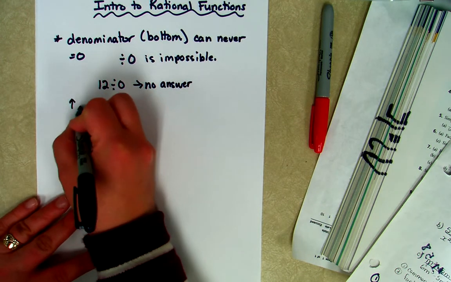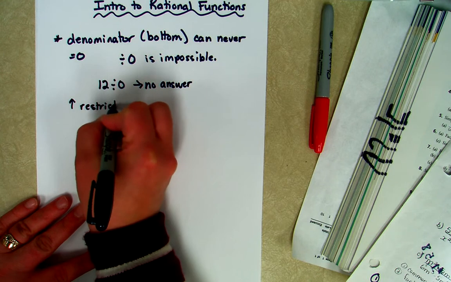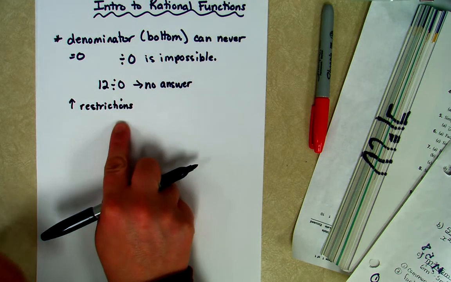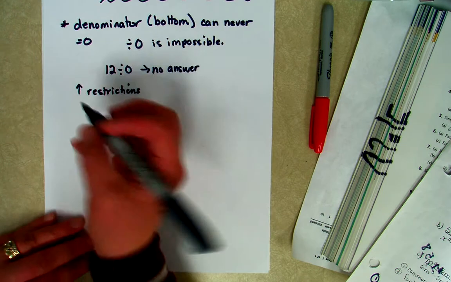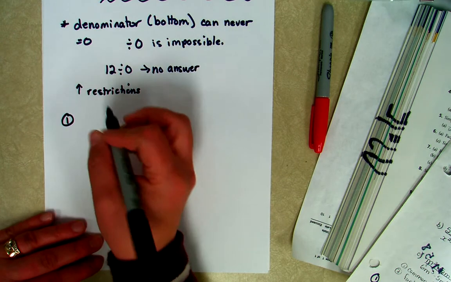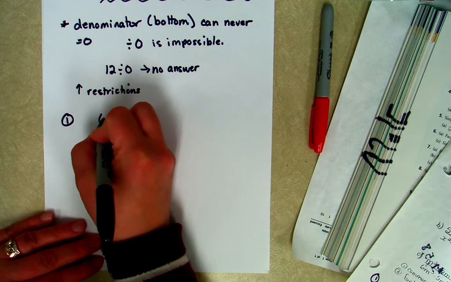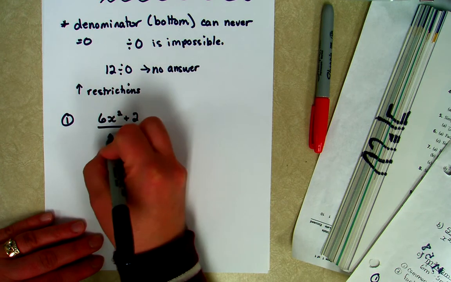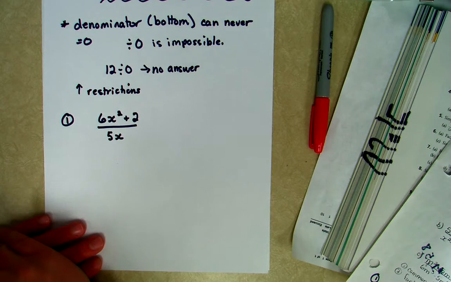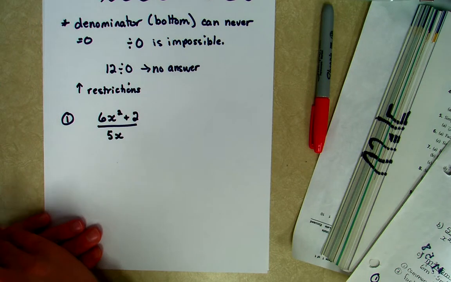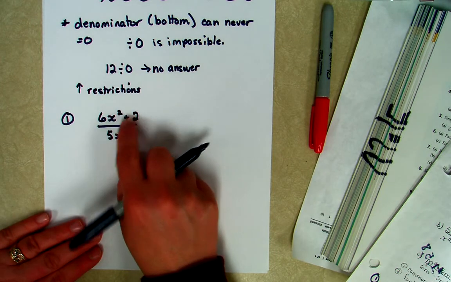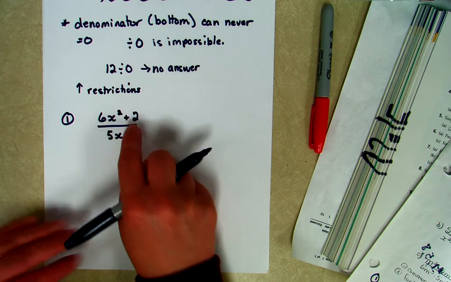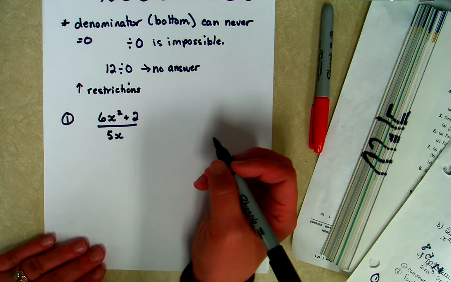So we are going to have restrictions based on the fact that the denominator or bottom can't be 0. And restriction just means what can the letter not be. So let's look at some examples that will hopefully help this. So if I have 6x squared plus 2 all over 5x. This is definitely a rational function because I have a function on top and a function on bottom, and this represents a divide. Well, I'm not going to do anything with this yet except just state the restriction.